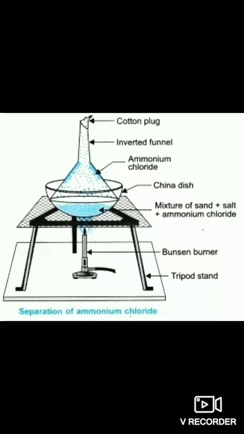Let's start. Take the mixture of common salt and ammonium chloride in the evaporating dish. Then cover the dish by inverting the glass funnel over it, as shown in the picture. Then block the end of the stem of the funnel with cotton wool to prevent the vapors of ammonium chloride from escaping into the air. Then heat the mixture gently.